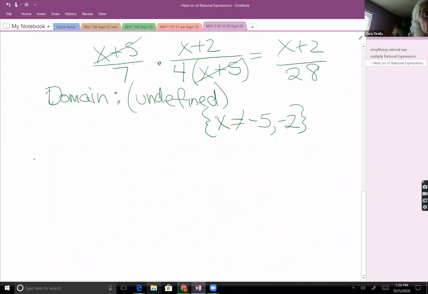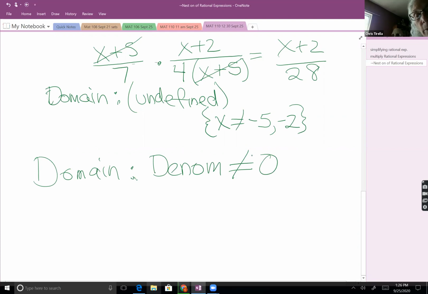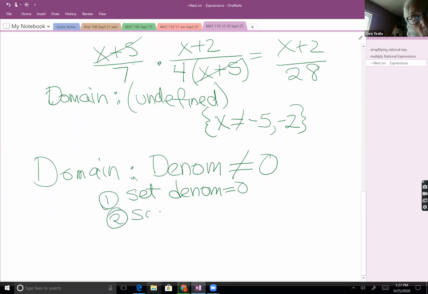Mini lesson on domain. With fractions, you have to remember that the denominator cannot equal 0. So to find the domain, we set the denominator equal to 0. We solve those, and we have to exclude the solutions.